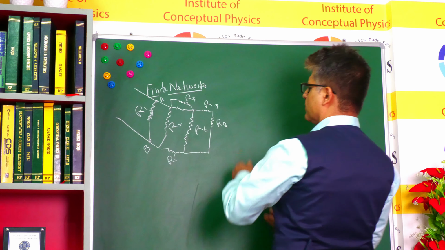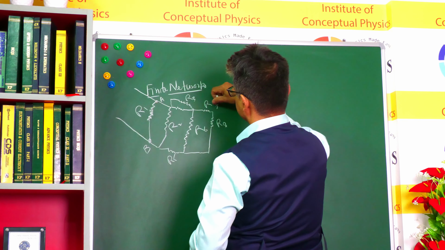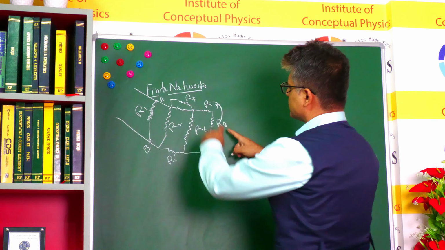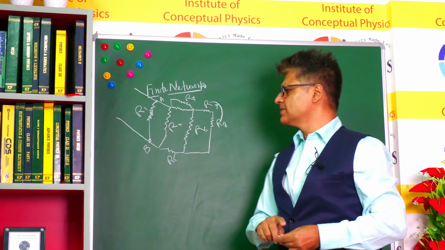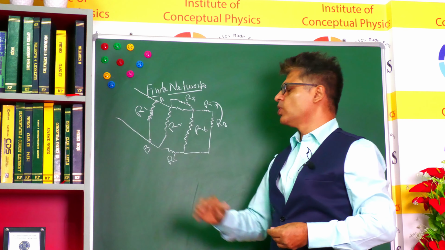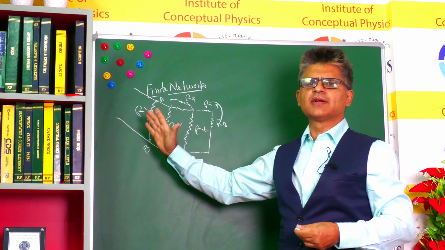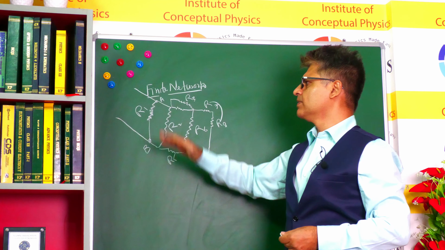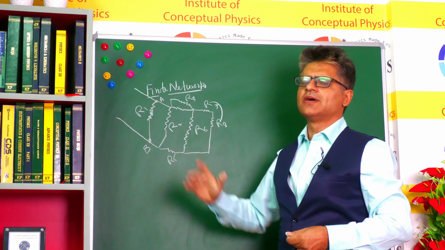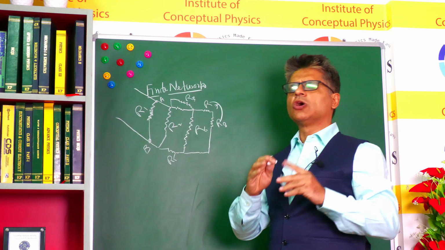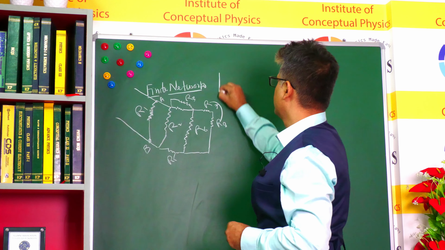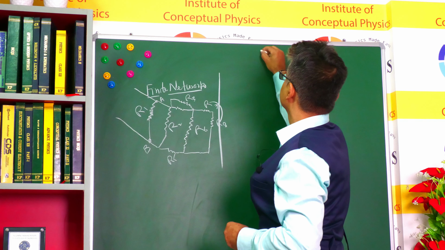Then you can decide these two are in series, and then the combination of R7 and R8 is in parallel with R6, and then you can continue so on and so forth. You might get stuck at some places within a finite network. There are techniques for how to solve those types of problems. But today what I'm going to talk about is the concept of the infinite series.